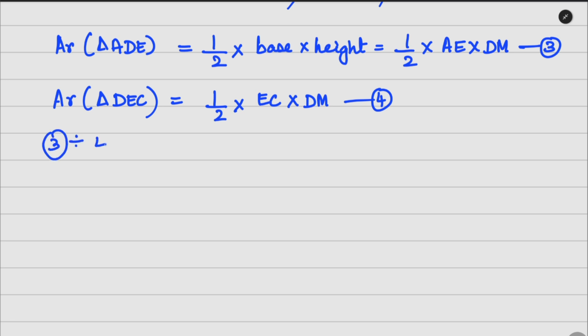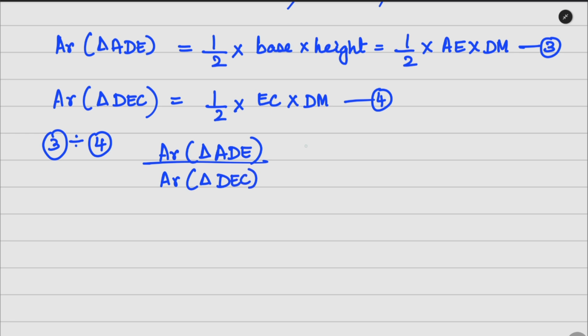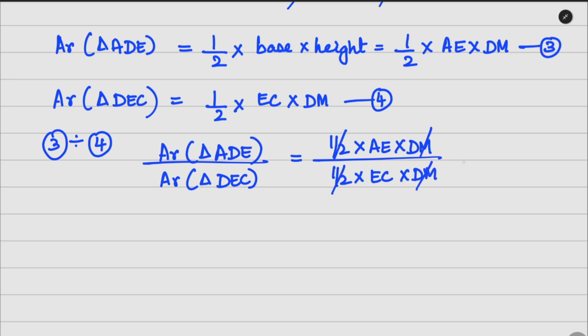Now equation 3 divided by 4, you will get area of triangle ADE divided by area of triangle DEC. Just divide LHS and RHS, equal to half into AE multiplied by DM divided by half into EC into DM. So DM gets cancelled, half gets cancelled. What is left is AE by AC. Okay, now let this be equation B.